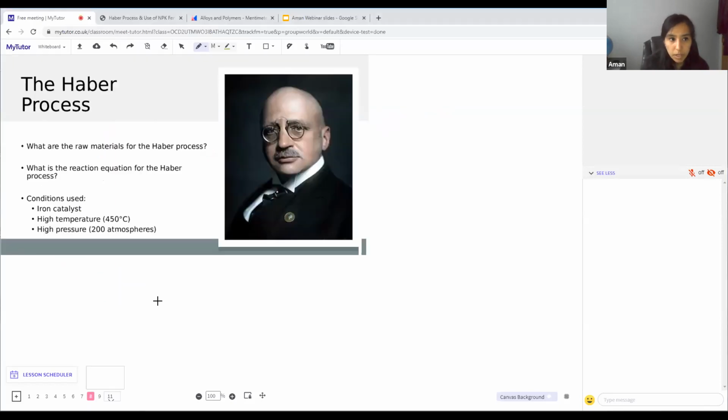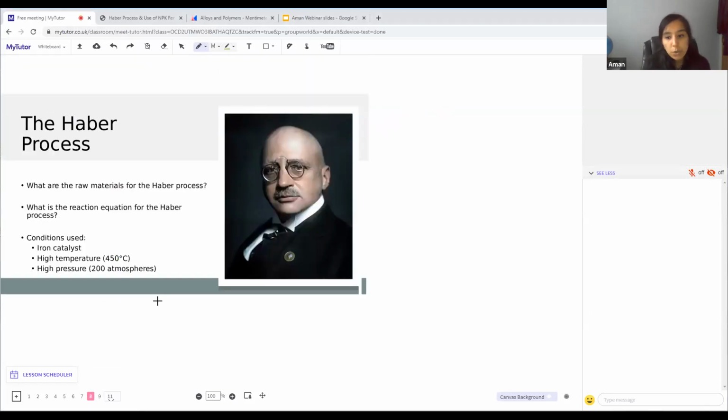Okay. So the Haber process, we have touched on this before, but it's really important that we understand it. It's one of the most common things that is examined now, and that's because it tends to come up in a lot of topics. So it comes up in fertilizers, it also comes up in dynamic equilibrium, which we've covered before, and that was where we covered the Haber process, but not in as much detail.